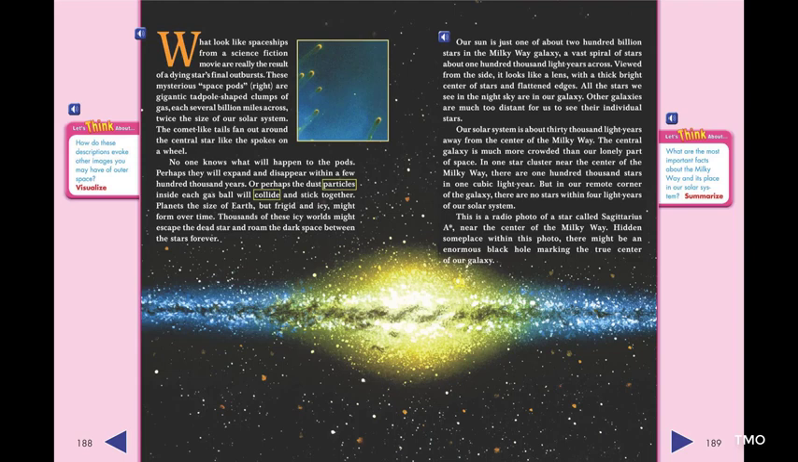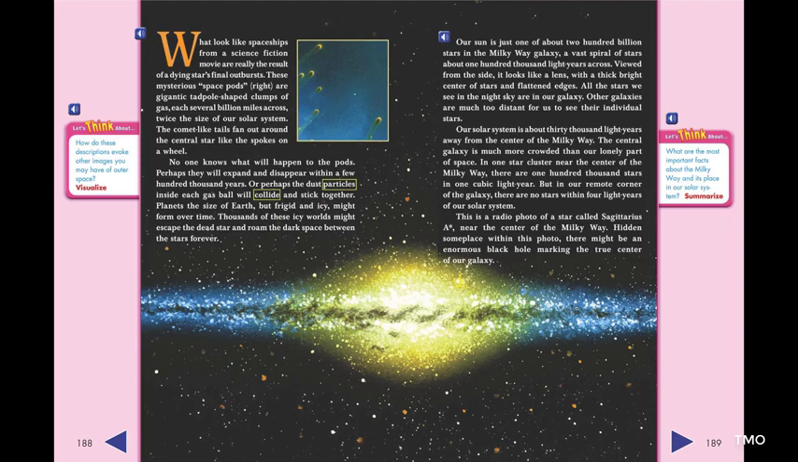The comet-like tails fan out around the central star like the spokes on a wheel. No one knows what will happen to the pods. Perhaps they will expand and disappear within a few 100,000 years. Or perhaps the dust particles inside each gas ball will collide and stick together. Planets the size of Earth, but frigid and icy, might form over time. Thousands of these icy worlds might escape the dead star and roam the dark space between the stars forever.